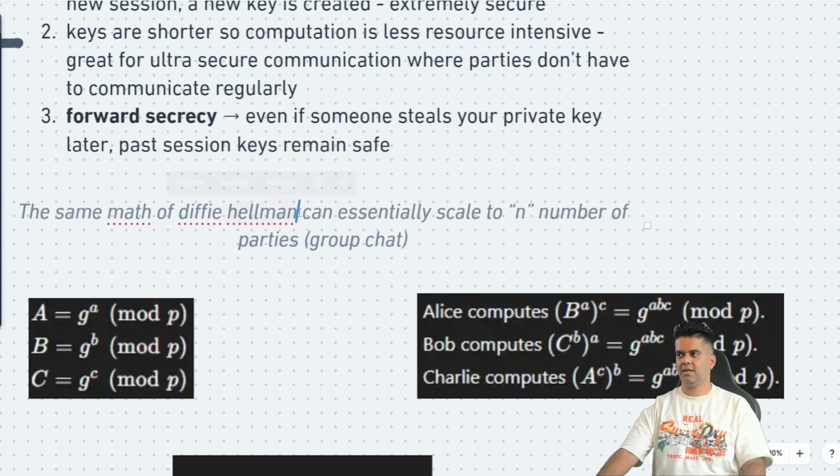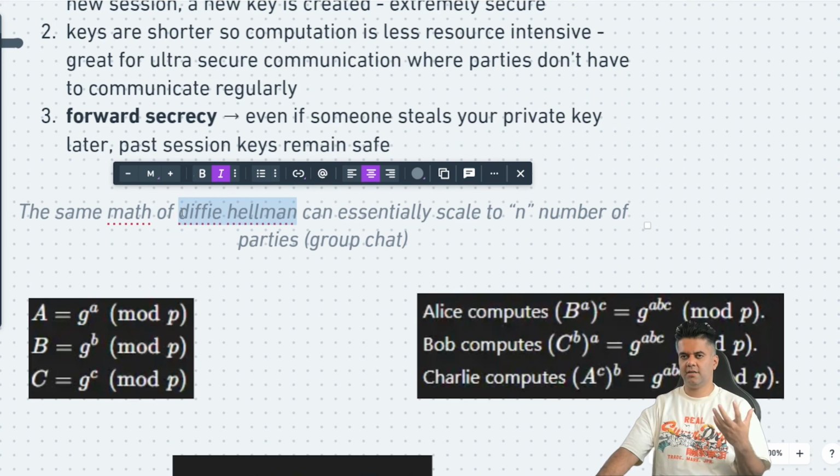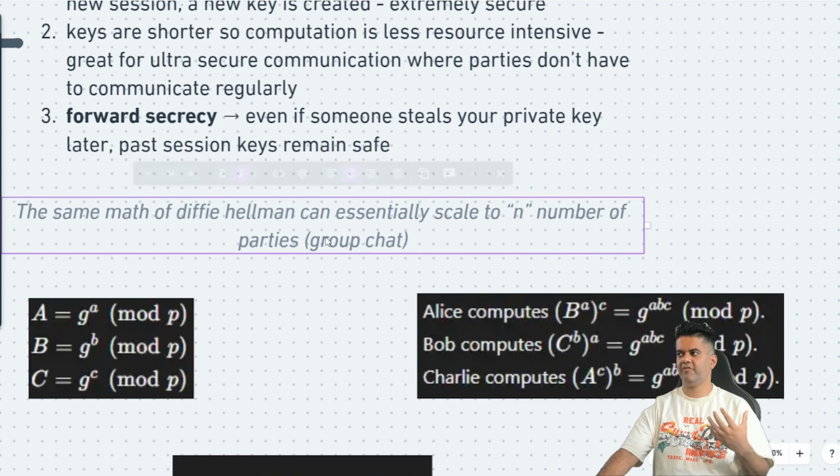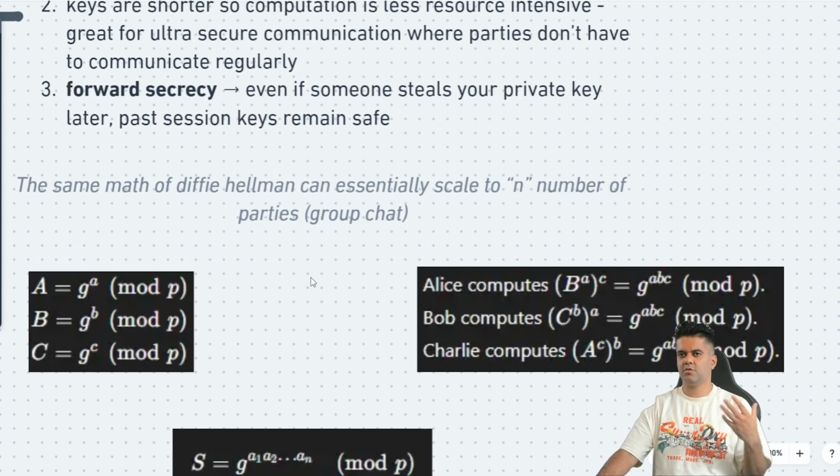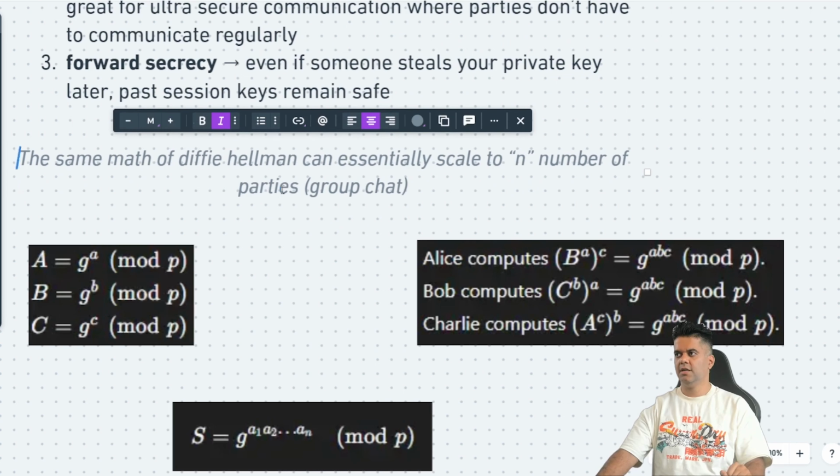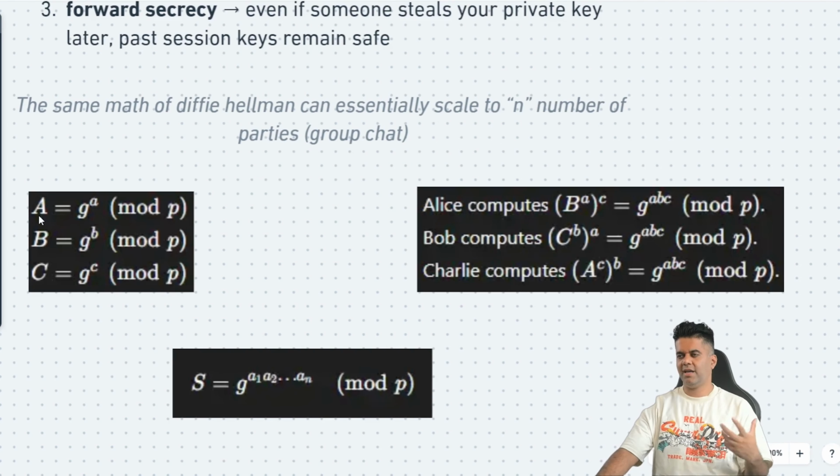So the Diffie-Hellman key exchange algorithm is basically extended in the sense that you can have more parties. This is why it's called the extended Diffie-Hellman algorithm, right? You can add more parties, or basically group chat. So you can essentially scale the same math that we saw to n number of parties. Earlier we had A and B, but now we also have C. So we have A is equal to G raised to A, mod P, B is equal to G raised to B, mod P, C is equal to G raised to C, mod P. These are all the 3 different public keys for all these 3 different users.